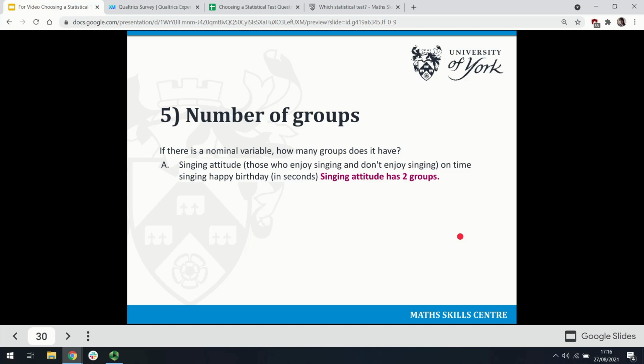So for instance, this first example, we've got a nominal variable, which is our singing attitude. We grouped people according to whether they enjoyed singing or they didn't enjoy singing. So that singing attitude variable has two groups, right? Those who enjoy singing and those who don't enjoy singing. Again, just a little word on terminology. Sometimes people call groups levels. So they talk about, oh, singing attitude has two levels to it.